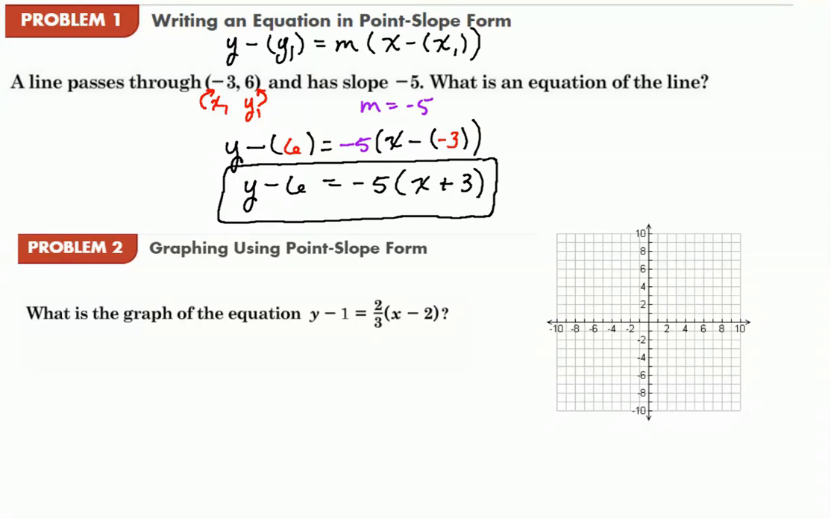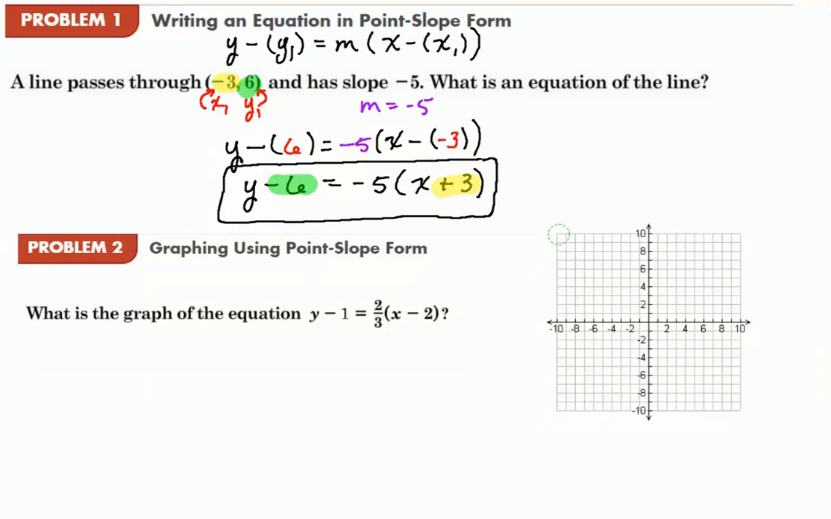Notice that if this is positive for the x, then this point is a negative. So that's important that you see that. I'm going to highlight it again. If this is a positive, then this point would have to be a negative. And same thing here. If this is a negative for the value of y in your formula, then for the point it is a positive 6. So it's important that you understand that. Okay, let's go on to problem number 2.